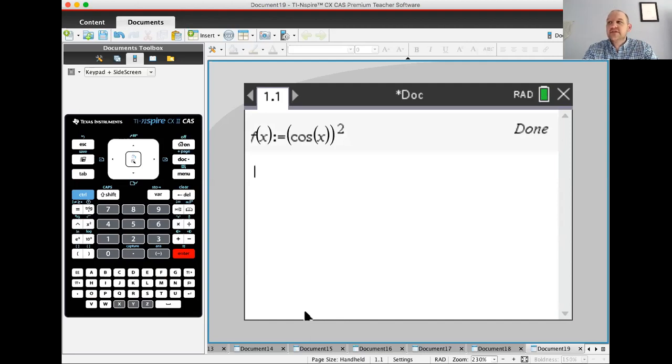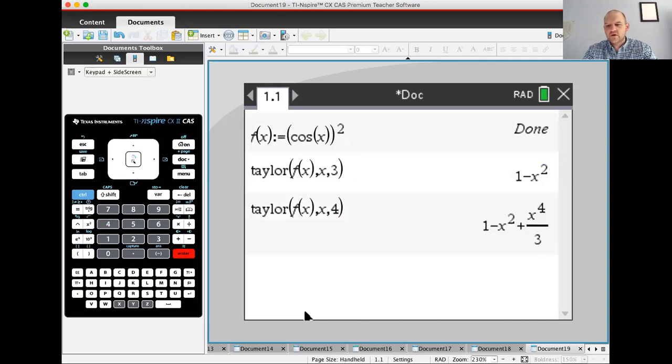And then I want the Taylor polynomial. So if you do menu 4C1, I believe we'll do it. But I'm just going to type in Taylor f of x comma x. It's centered at 0. That's good. We need 3 non-zero terms. I'll try 3 and I'll see. Nope. Let's try 4. Okay, there you go.